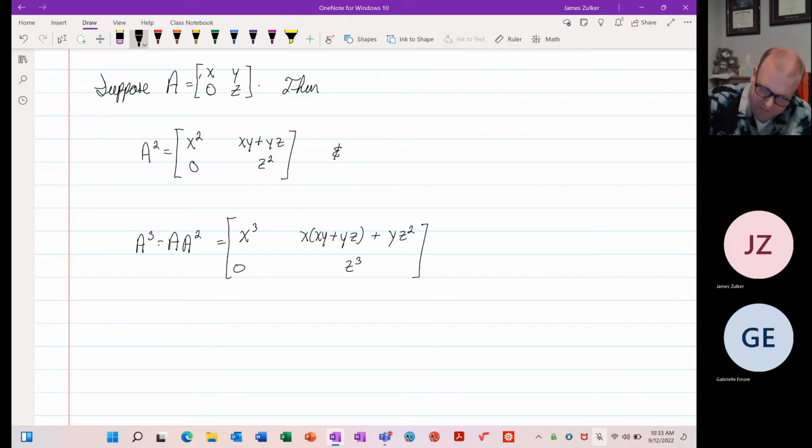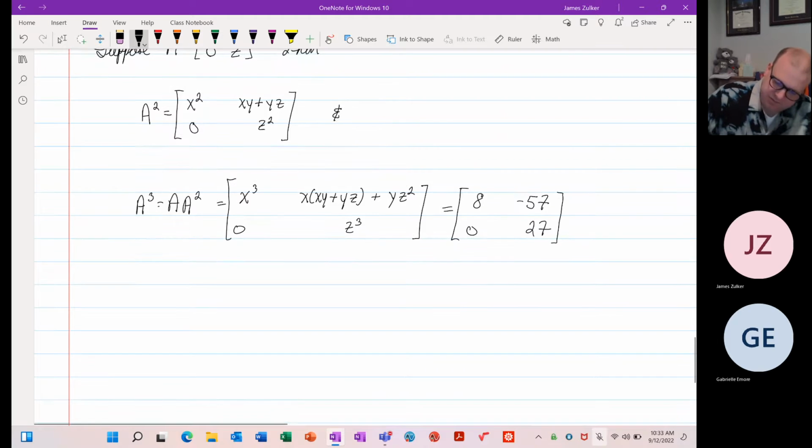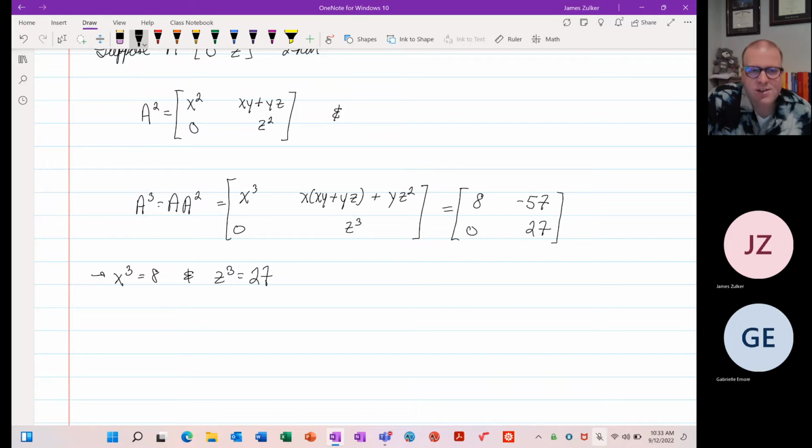And remember, what do we want this to equal? We wanted this to equal 8, negative 57, right? And then 0, 27. Well, this is going to make things a little bit easier, right? Because we have to have x cubed equal to 8 and z cubed equal to 27 right away. That means x has to be 2 and z has to be 3.